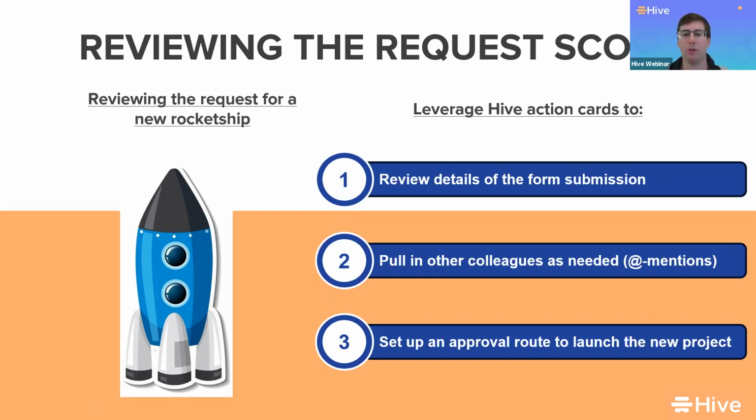And then lastly, we'll also see that you can set up an approval route in Hive to make sure that you get a formal approval of those new rocket ship requests directly on the action card. So as part of the action card that was already created from our form submission, still in one place, we can set up an approval process that's going to send approval requests to designated people. They'll be able to review it, and then you can sign off to request changes or denote that they've approved this new request to be created as a formal project.